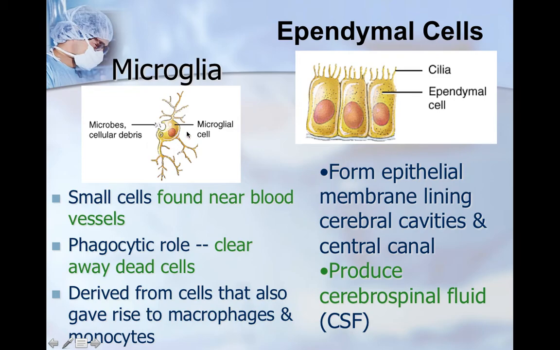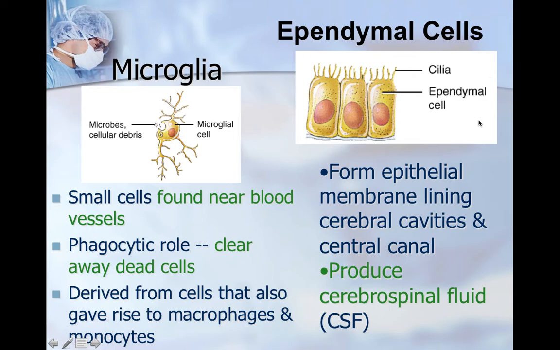They come in and clean up the mess when something didn't work right. They also clean up things like bacteria or viruses. Microglial cells are really, really working hard. These microglial cells are derived from the stem cells that also gave rise to macrophages and monocytes. Macrophages and monocytes are white blood cells that we have.